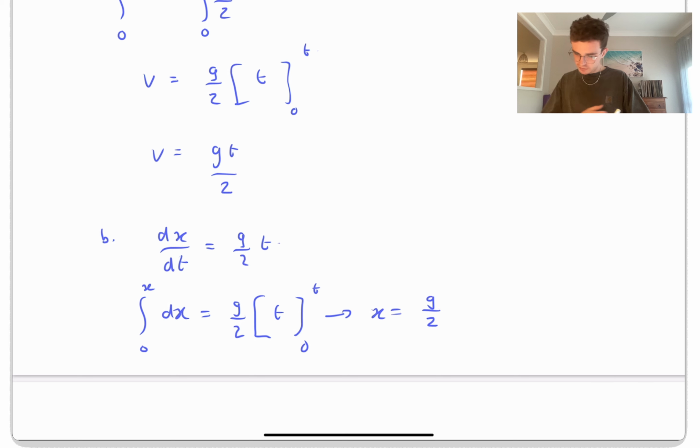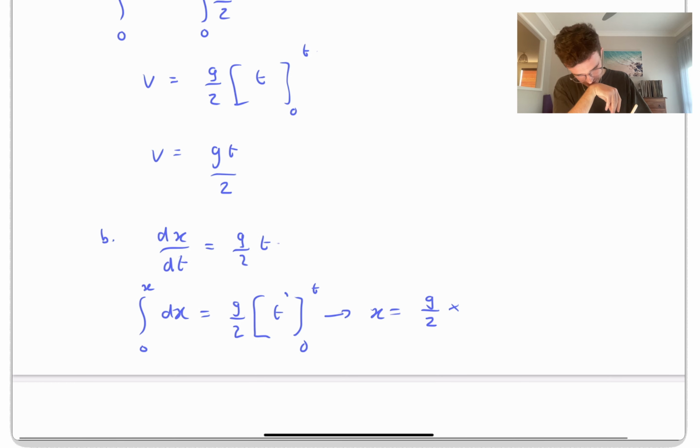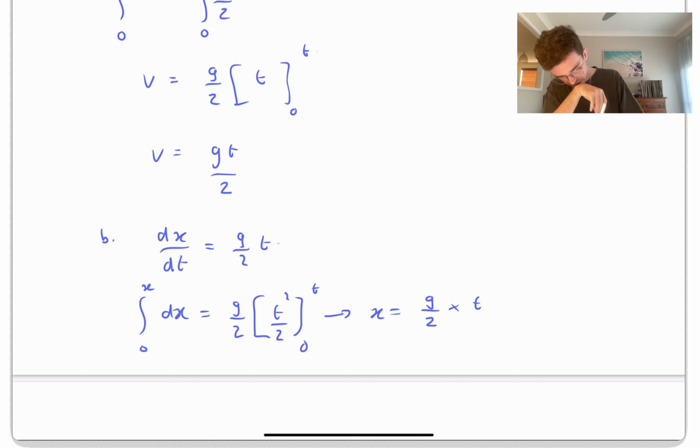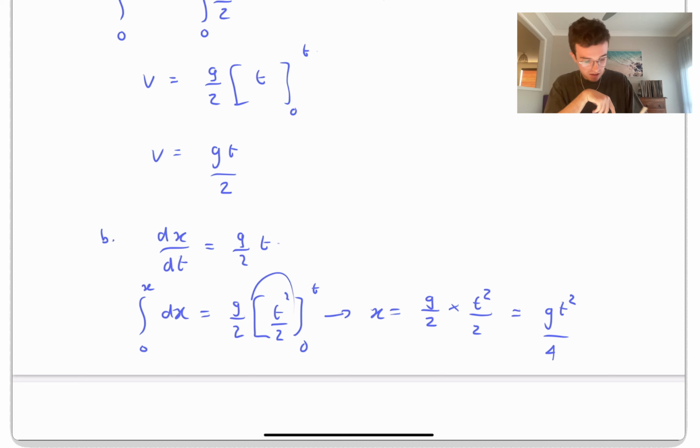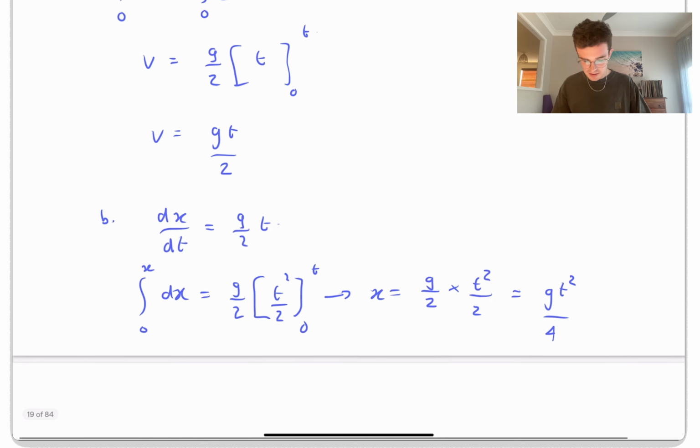g on 2 times, what's that going to be, t squared on 2. That should be a t squared on 2 there. So t squared on 2 minus 0. So the answer is going to be gt squared on 4. Yeah, there needed to be a t squared on 2 there because I'd already integrated. Okay.